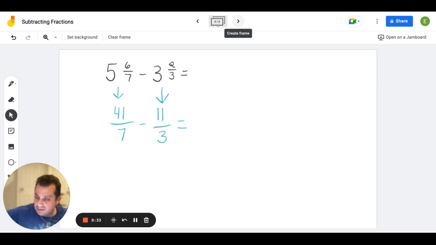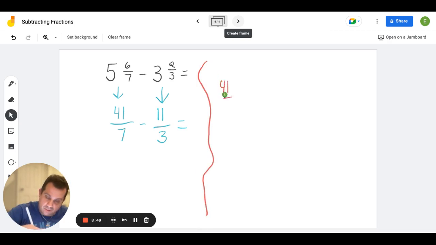So same steps that we're doing. I am going to rewrite them, going up and down. Make sure I have enough room. So I'm going to go on the right-hand side. 41 over 7 minus 11 over 3. Let me adjust that. Oh, red. There you go.